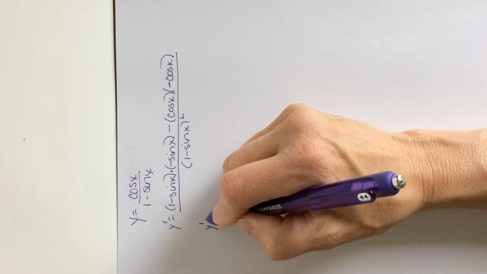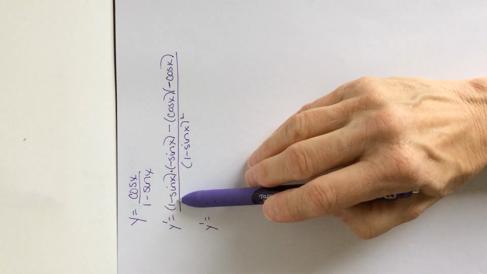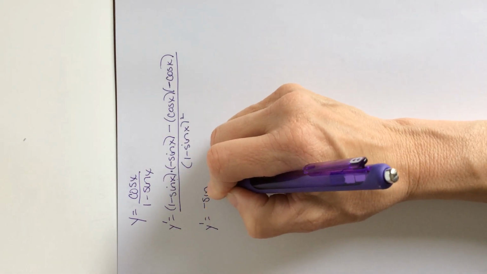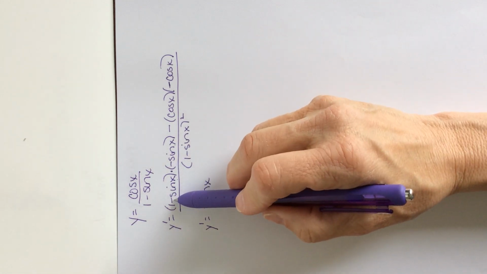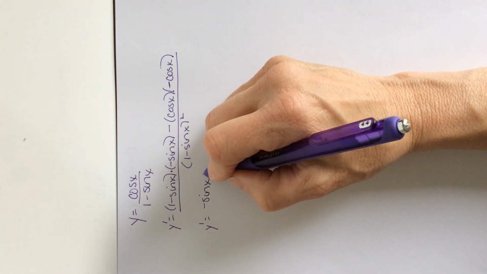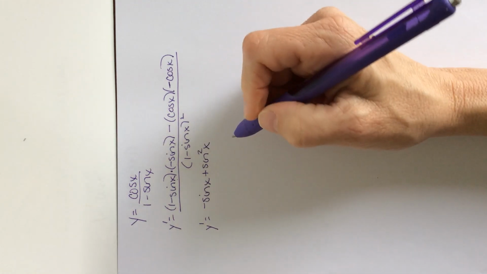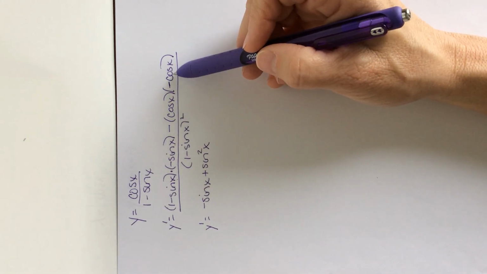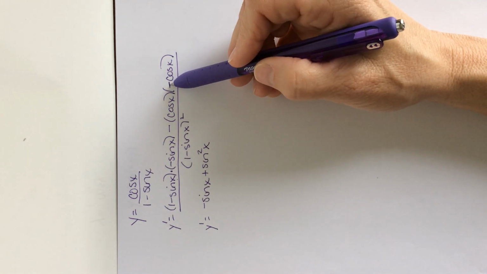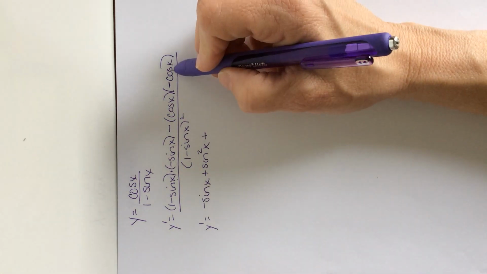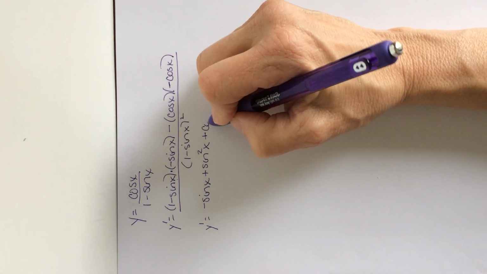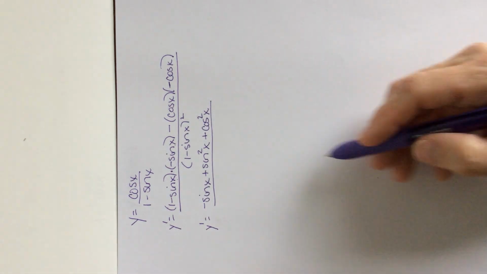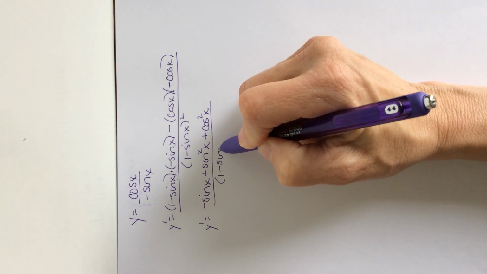So when I go to clean this up, I'm going to distribute here. 1 times negative sine of x is negative sine of x. Multiply negative sine of x times negative sine of x, and we get positive sine squared of x. Now I'll move over to subtracting cosine times negative cosine of x. Well, this negative times this negative makes that positive, and cosine of x times cosine of x will be cosine squared of x. And all of that is over 1 minus sine of x squared.